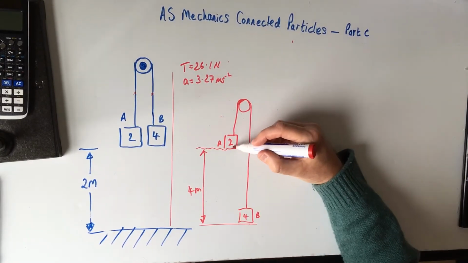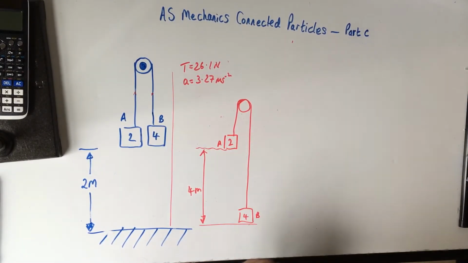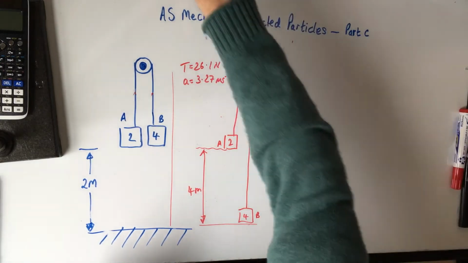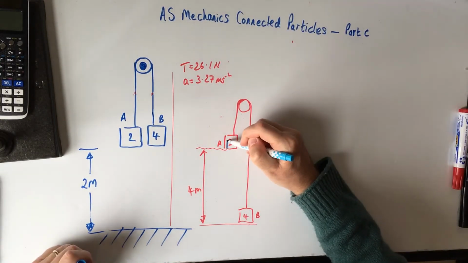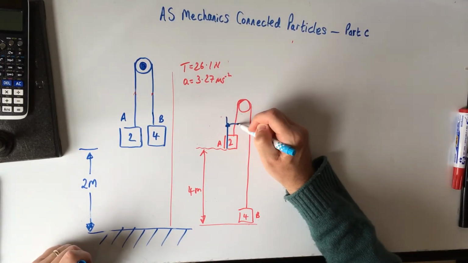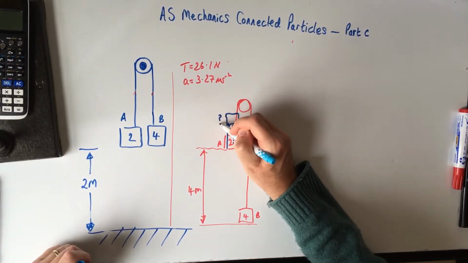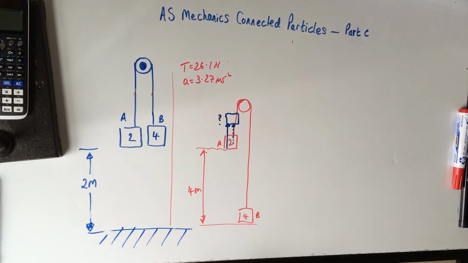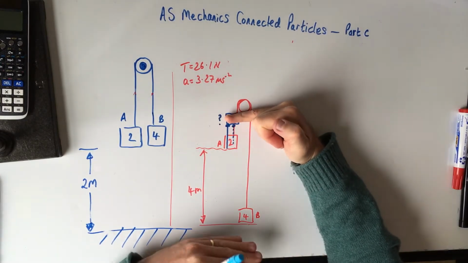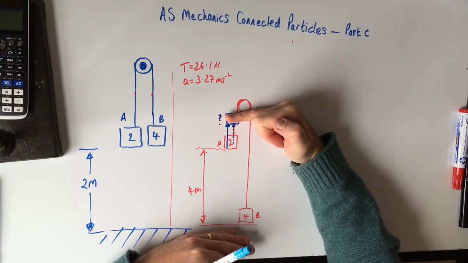Okay, but this has got velocity. Now what we want to find is how much further A travels. So it keeps going up, doesn't it? And we want to find out how much further it travels. And when we find that out, we know how far it is above the ground.